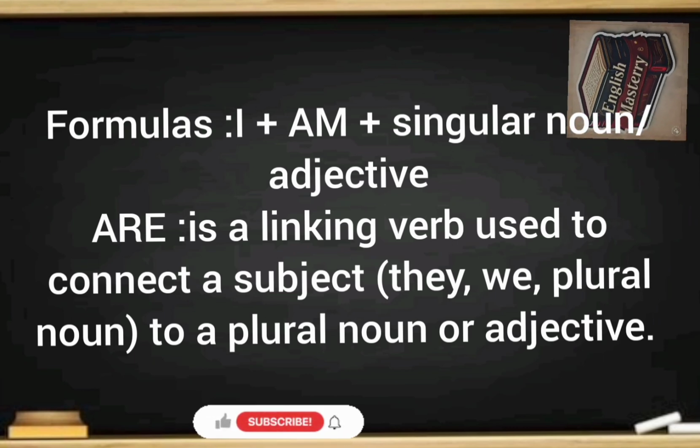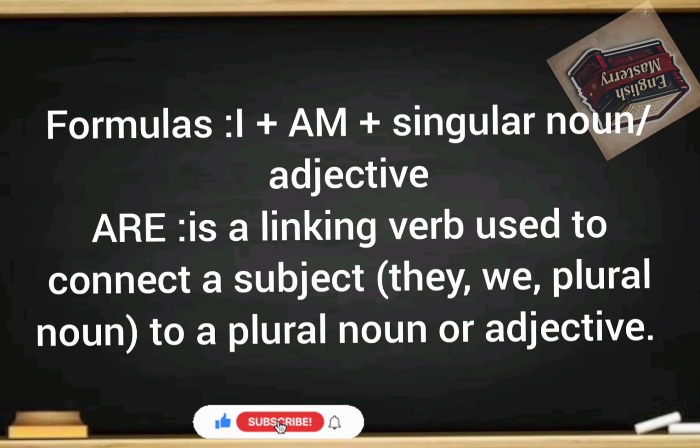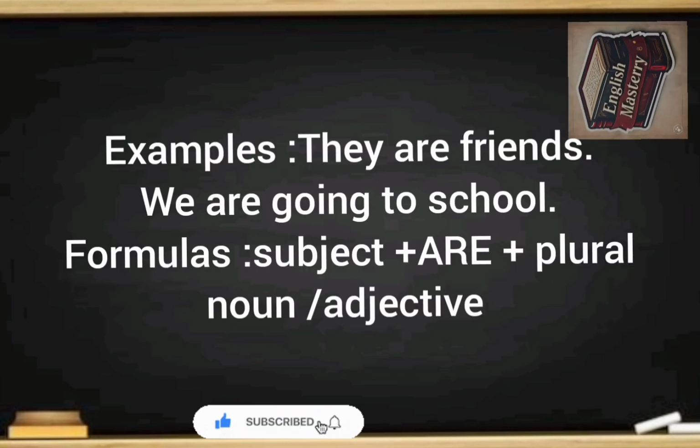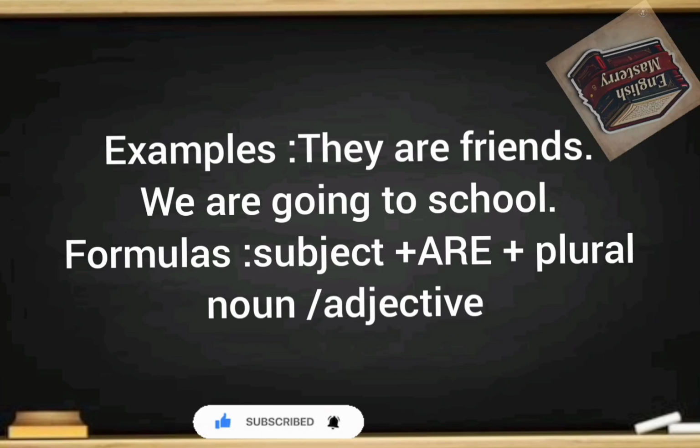"Are" is a linking verb used to connect a subject like they, we, or a plural noun to a plural noun or adjective. Examples: They are friends. We are going to school. Formula: subject plus are plus plural noun or adjective.